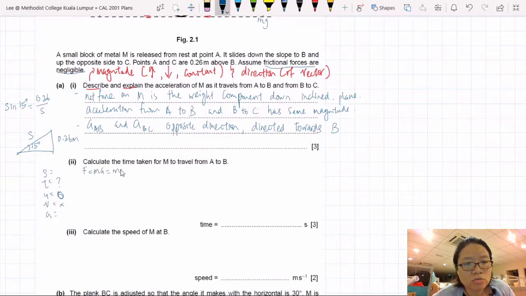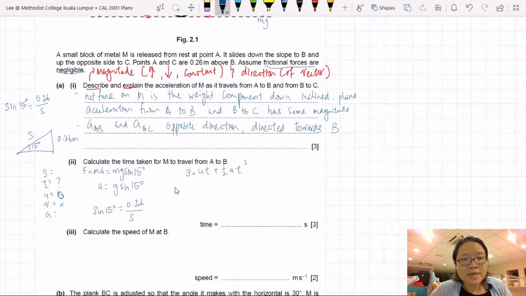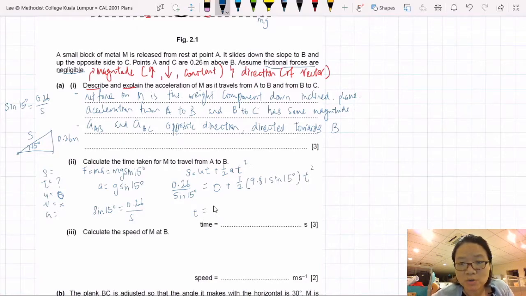Okay, so you know F equals MA, and MA is mg sine theta. So from here, you can see a is g sine 15. So you do have a. We are going to have to use the equation with no v. So you're going to use these two and substitute. You have s and a already. So s is ut plus half at squared. Your s here is 0.26 over sine 15. u is 0. This is half. Acceleration is 9.81 sine 15, g sine 15, t squared. You can find your t.